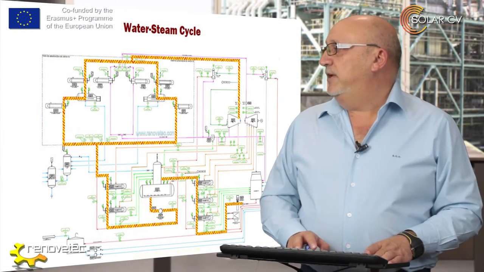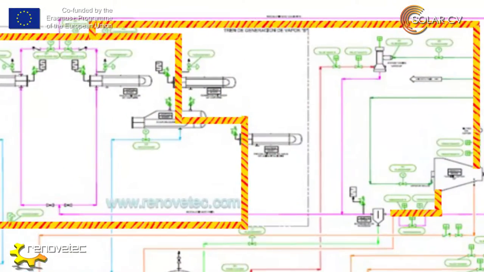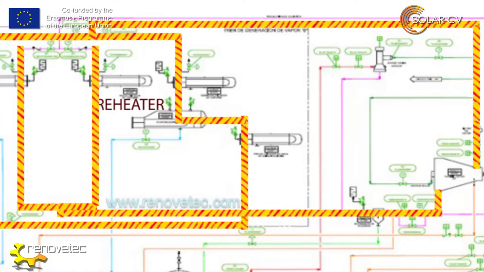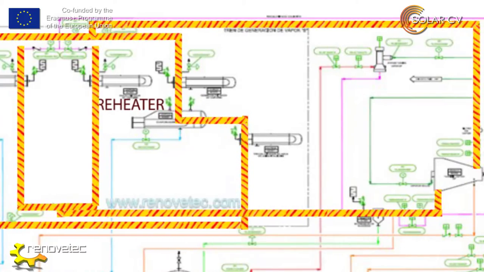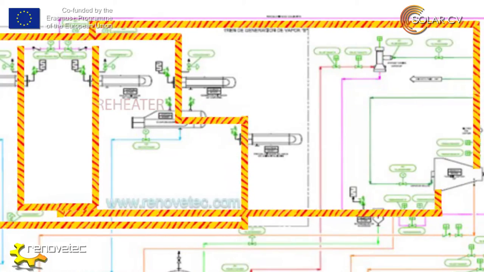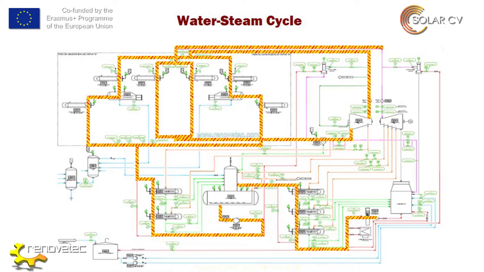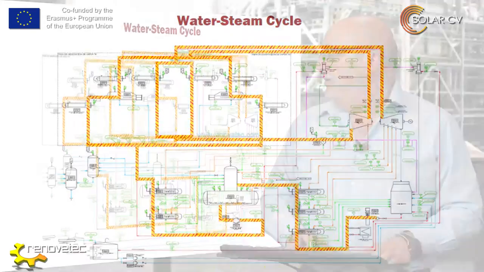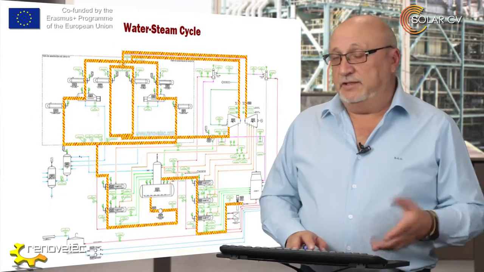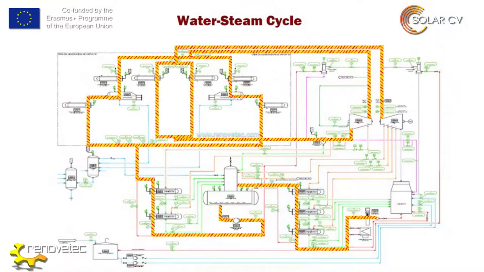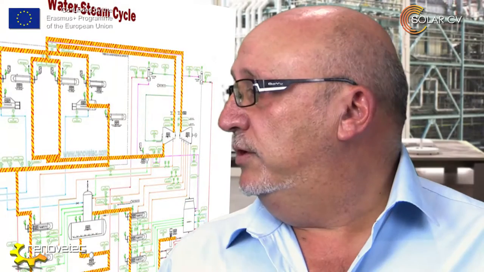The exit of the HP turbine goes to this line and directly to the reheater. In the reheater, the pressure is maintained more or less, but the temperature increases, and then the steam goes directly to the low pressure turbine. Before reaching the low pressure turbine, we have the same schema as in the high pressure turbine: a bypass valve, a filter and a regulation valve. The exit of the low pressure turbine goes to the condenser.